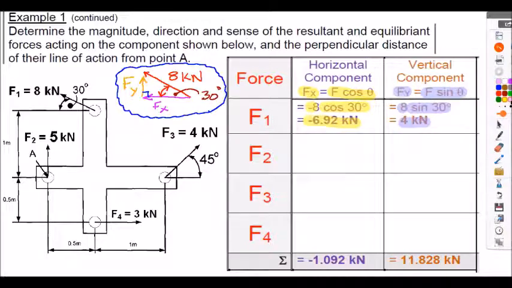What I'd like you to do is now consider resolutions for F2, F3 and F4 and complete the table. As a check for you as you undertake your calculations for F2 to F4, I've stated the summation of the Fx forces at the bottom of the column here and summation of the Fy forces for your reference. I'd encourage you to pause the presentation and resolve forces F2, F3 and F4 in the table. Solutions are shown on the following slide.